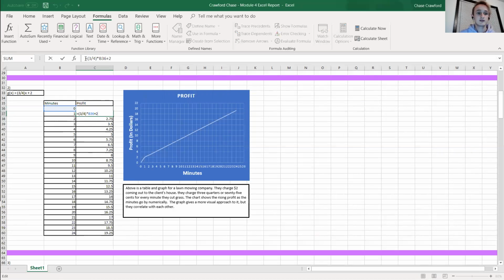And if you see up here, here's my formula. Instead of x, though, I plugged in 0, the first one. And as it goes down, it applies it to the one right above it. So as you can see, they charge $2 for coming out to the client's house. So this would actually be 2, and it'd be a little different.